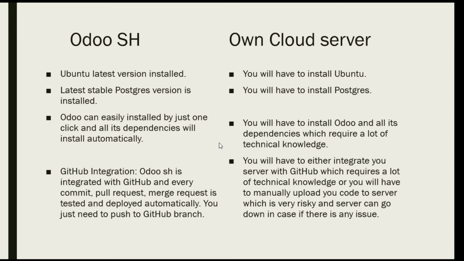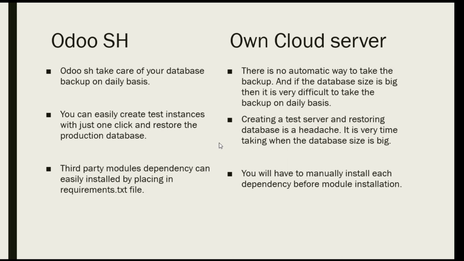Either we have to integrate our cloud servers with GitHub, which requires a lot of technical knowledge. The second choice is to manually upload the code to the server, which is very risky, and the server can go down if there is any issue in the code. So keeping these features in mind, Odoo SH is the best platform for enterprise users.